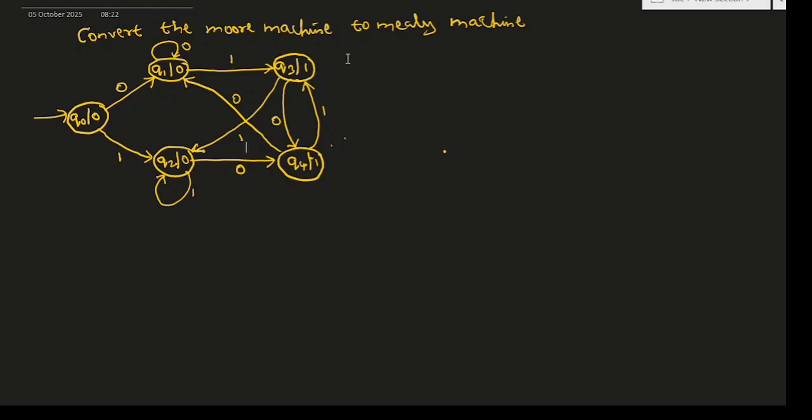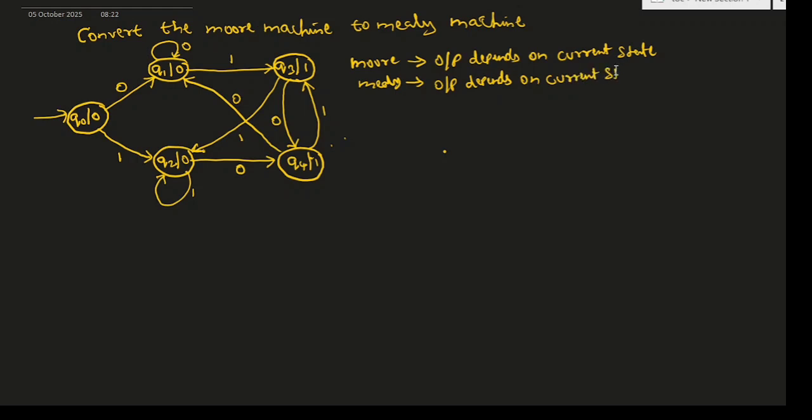Okay. So here, in a Moore machine, the output depends on the current state. And in a Mealy machine, the output depends on the current state as well as the current input. Now in this case we have to convert this Moore machine to a Mealy machine.